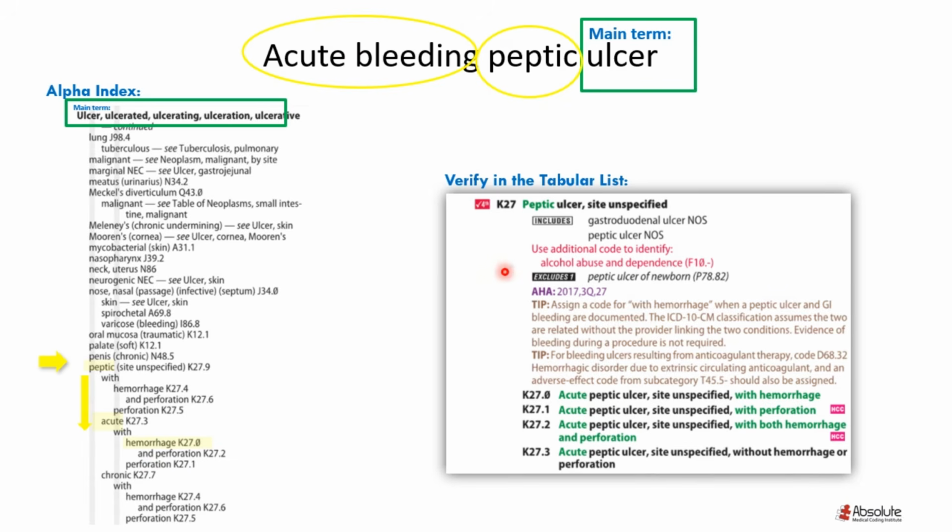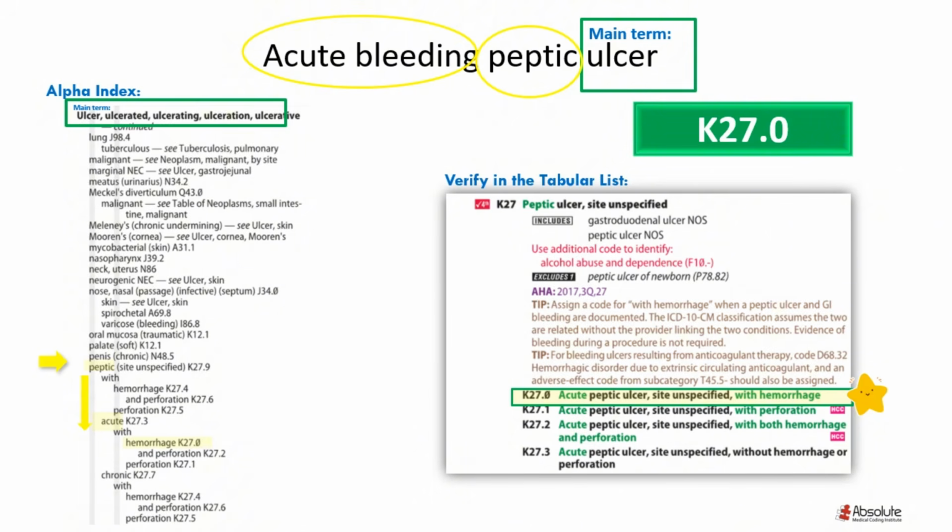All right, so that's why it's important to stop at the boss. See that valuable information that we got? Yes. All right, so our code is K27.0. K27.0, we need to verify that, acute peptic ulcer, site unspecified with hemorrhage. I think that's our code. And if you said K27.0, outstanding. How you coming along, coders? You doing okay?